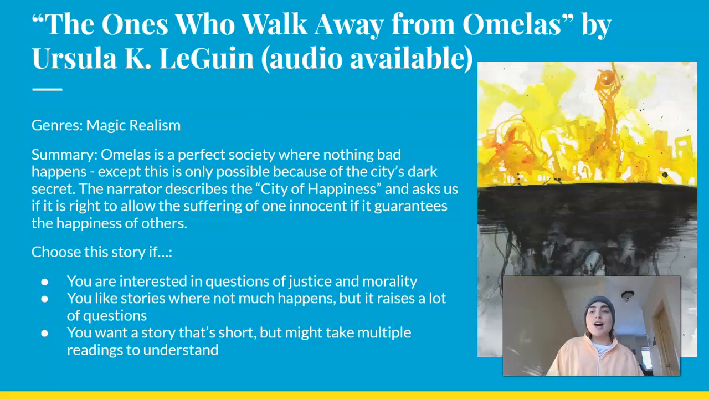All right, your third option is called The Ones Who Walk Away from Omelas. This is a really famous magical realism short story that a lot of people have read. It's about a perfect society where nothing bad ever happens, except there's one really dark secret about this society that makes it possible for everyone else to be happy. So this is, I will tell you, the shortest story, but it's also one of the hardest to understand. So if you are interested in a story that is short, but it takes multiple times to kind of get, this would be a good story for you.